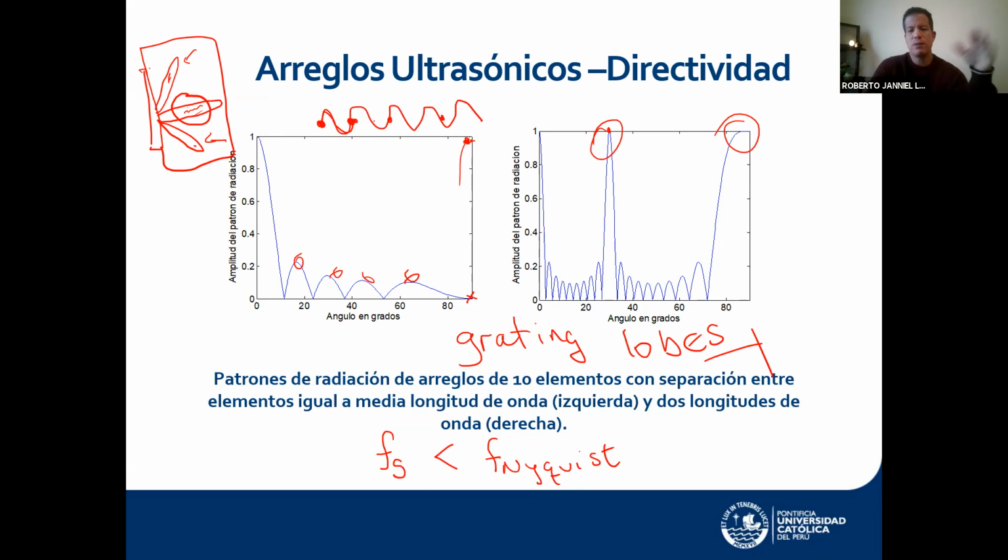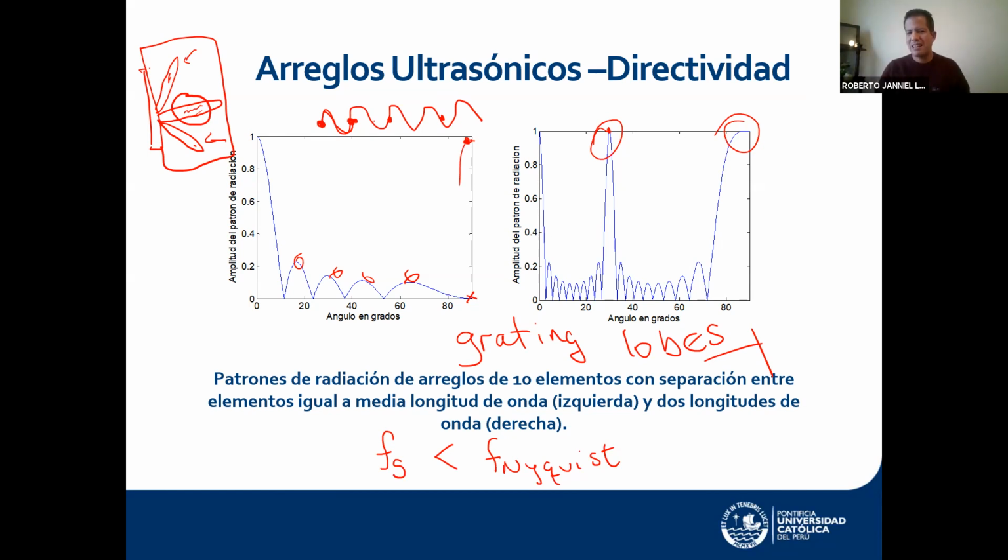Again, what these plots are showing us is that the transducer is radiating not only one beam, but, in this case, 5 beams, right? One pointing at about 30 degrees and another one close to 90, then at minus 30, and then at minus 90, and then at 0 degrees, right?